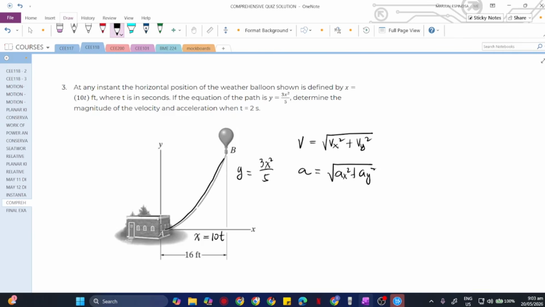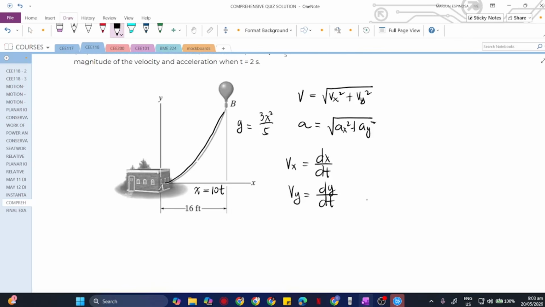Now, kunin muna natin yung velocity x. Recall natin that the velocity x is the first derivative of x with respect to time. Then velocity y is the first derivative of y with respect to time also. And then for acceleration along x, kukunin natin yung derivative ng velocity x with respect to time. Similarly, the acceleration of y is the first derivative of the velocity along y with respect to time. So yan yung gagamitin natin na mga equations.